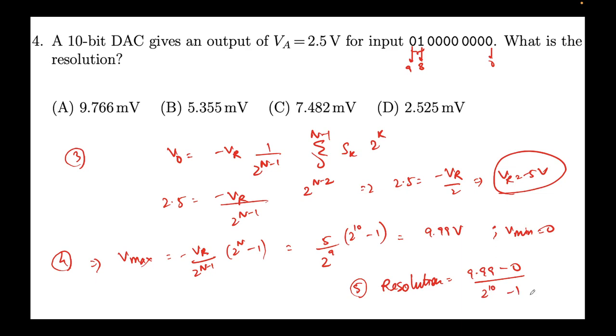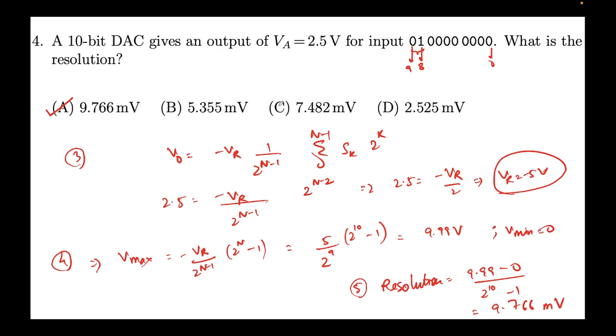Let's calculate what this number comes out to be. So 9.99 divided by 2 raised to the power 10 is 1024. So this turns out to be approximately 9.765 millivolts. 9.766 actually, if I round it off, millivolts, which happens to be option A. Okay, so that's the correct answer.